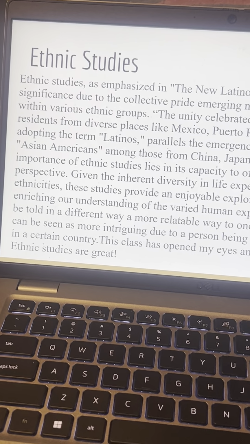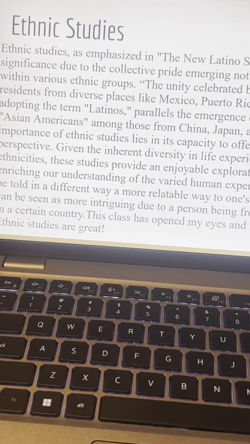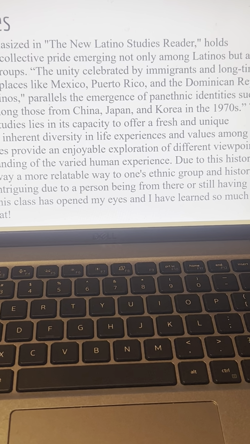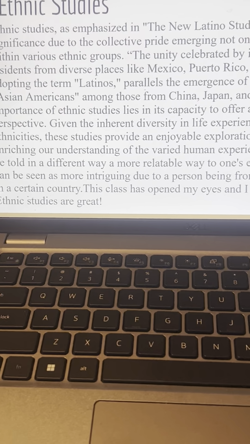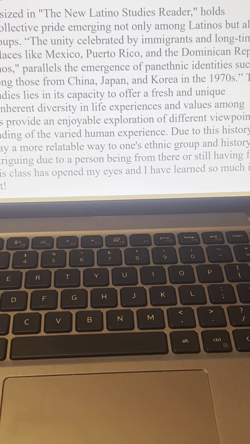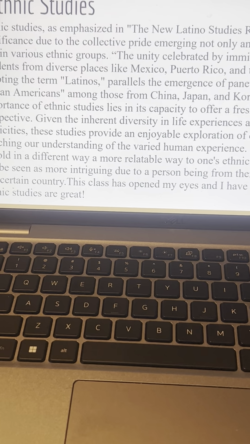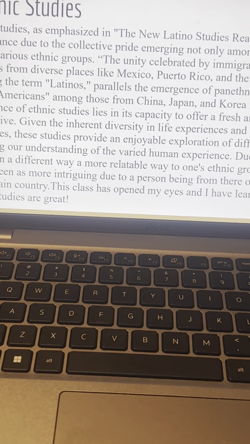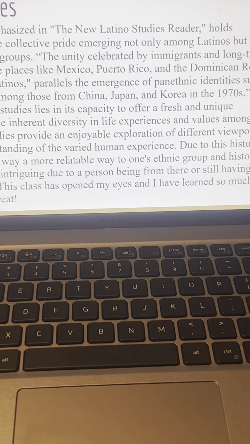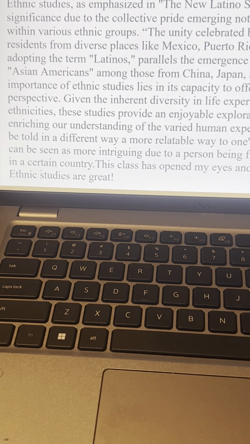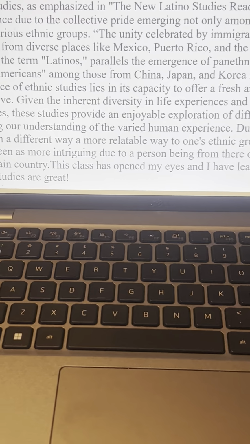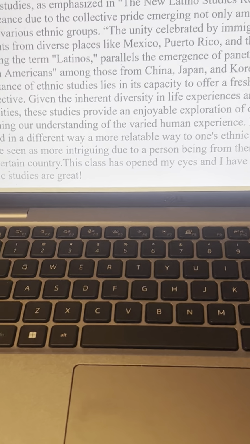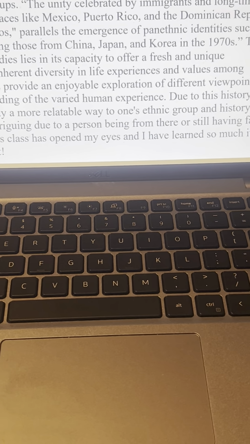And then this slide goes into ethnic studies. Ethnic studies, as emphasized in the New Latino Studies Reader, which is the book we've read, holds a significance due to collective pride emerging not only from Latinos, but also within various ethnic groups. I like this book because it talked not just about Latinos, but also about other ethnic groups. Here's a quote I liked: the unity celebrated by immigrants and long-time residents from diverse places like Mexico, Puerto Rico, and the Dominican Republic, adopting the term Latinos, parallels the emergence of ethnic identities such as Asian Americans among those from China, Japan, and Korea in the 1970s.